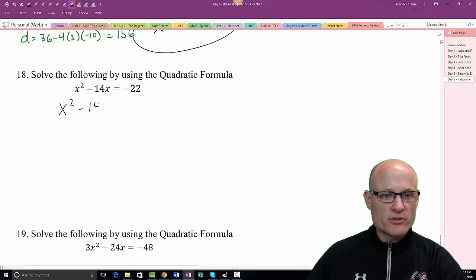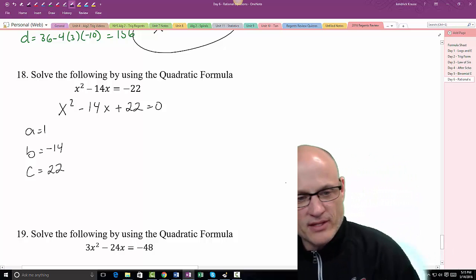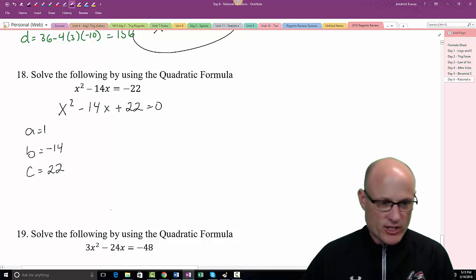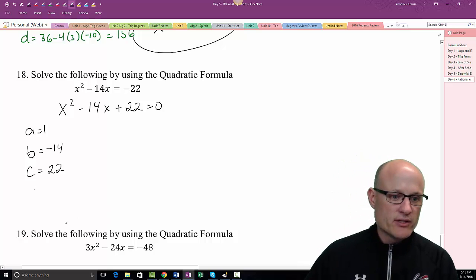X squared minus 14x plus 22 equals 0. A is equal to 1. B is equal to negative 14. And C is equal to 22. And I think that's going to cause us a problem. I think we might have imaginary for the first time. Let's check this out. Let's see what D is.